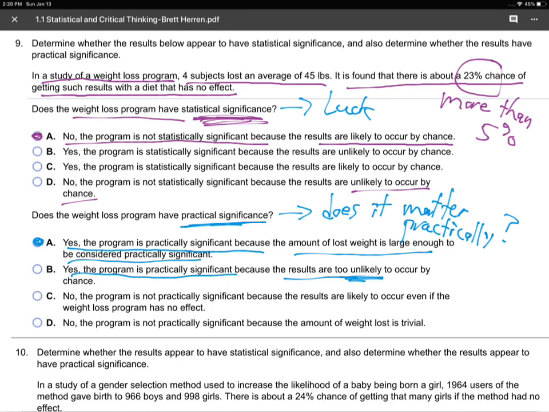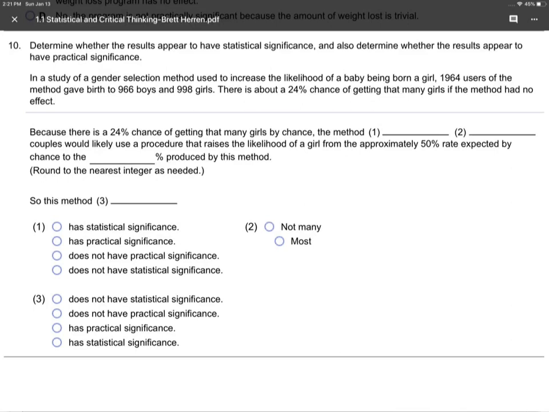All right. So number 10. In a study of a gender selection method used to increase the likelihood of a baby being born a girl, they all want girls. 1,964 users of the method gave birth to 966 boys and 998 girls.